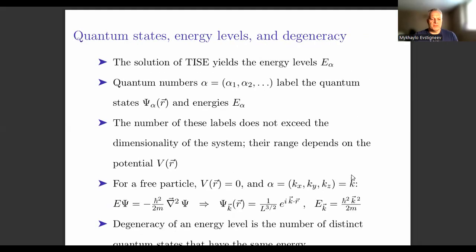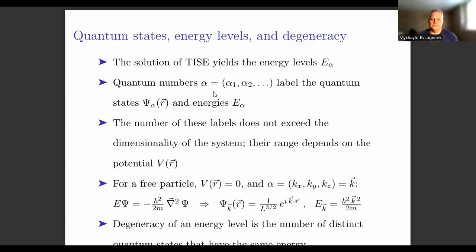And once you solve the time-independent Schrödinger's equation, you will find that the solutions, the wave functions that satisfy the time-independent Schrödinger's equation, depend on a set of quantum numbers, which I denote collectively as alpha. And alpha is actually a collection of several quantum numbers, alpha 1, alpha 2, and so forth, which label the quantum states and the respective energies E alpha. So psi alpha, stationary quantum states, and the energies, energy spectrum, E alpha.